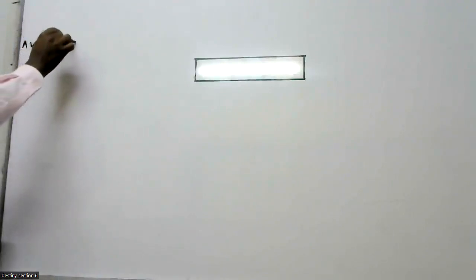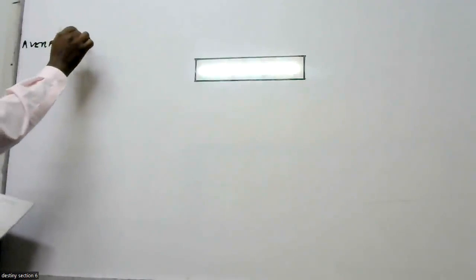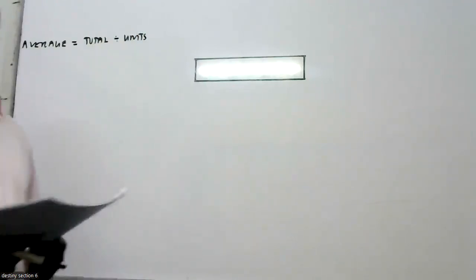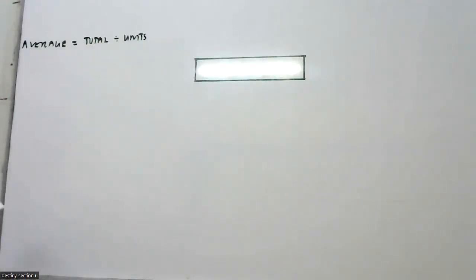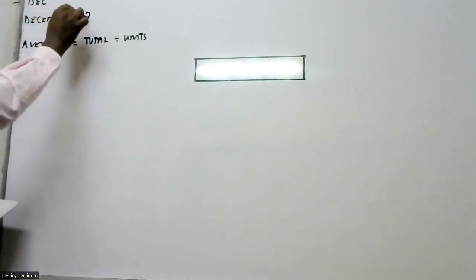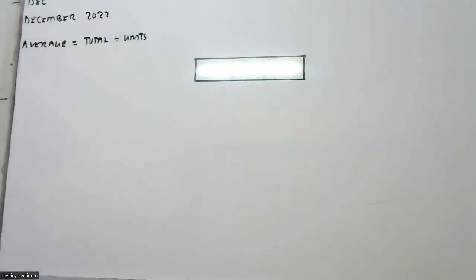Now, in answering that question, we will begin by saying that we are looking for the average of anything. Average is given as total, you divide by the units. We are looking at the paper of December 2022, and now I'm handling question 2A. I'm saying for you to get the average, you require the total and then you divide by the units.